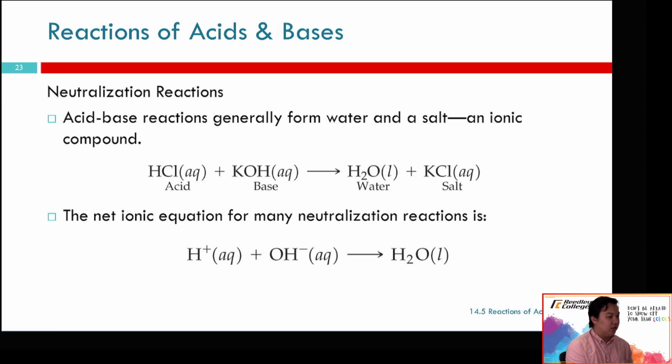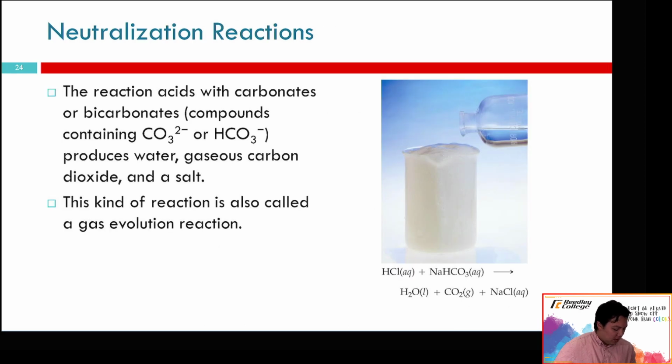So our acid-base reactions generally form water and a salt, an ionic compound. The net ionic equation for many of these neutralization reactions is just going to be H plus and hydroxide makes water. That's usually the result of a neutralization reaction, if you're to write out the net ionic equation. Ammonia might be one of those cases where it's not that.